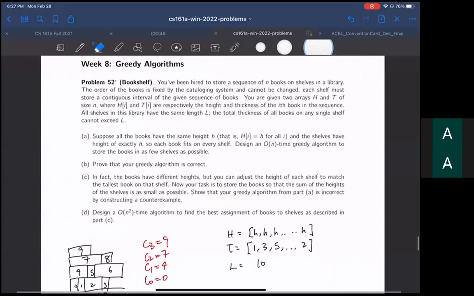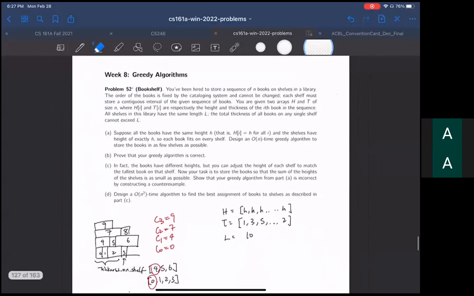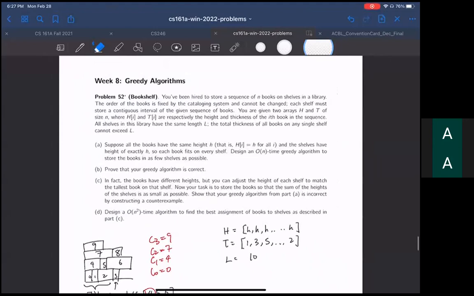Right, hi, everyone. So what we're going to do is go over this bookshelf problem. This is a fun problem because it has both a greedy algorithm and a dynamic programming aspect to it. So let's get to it.